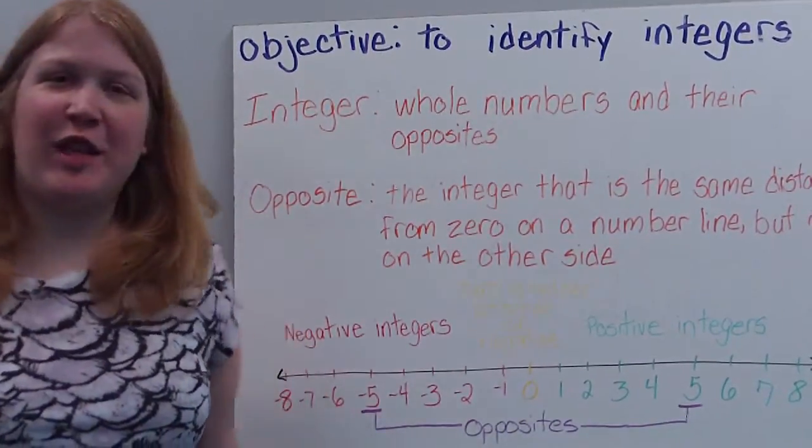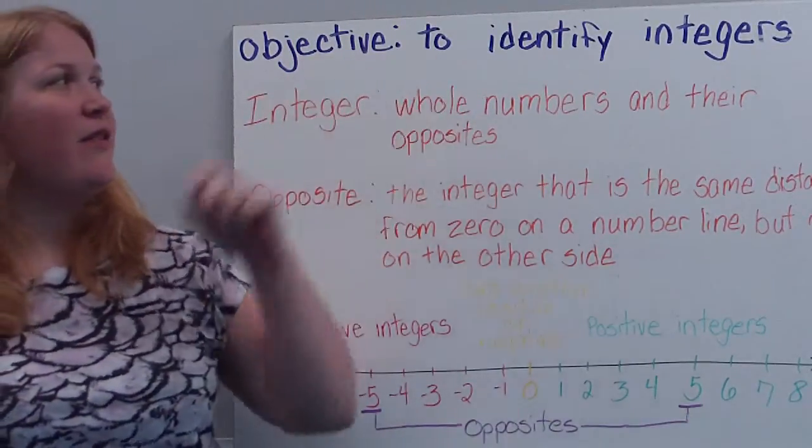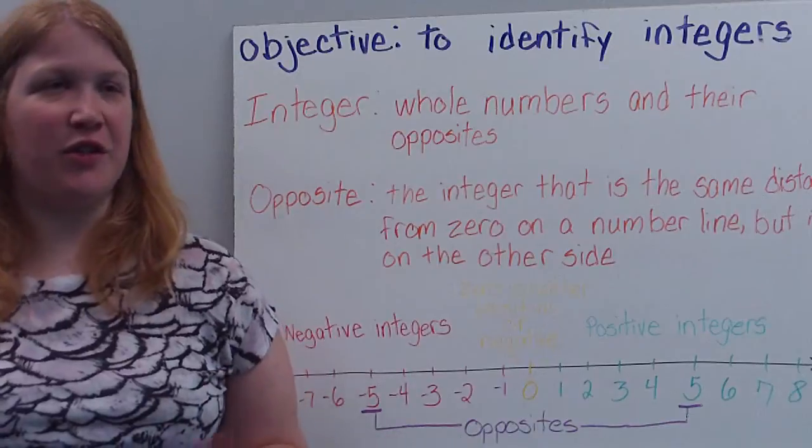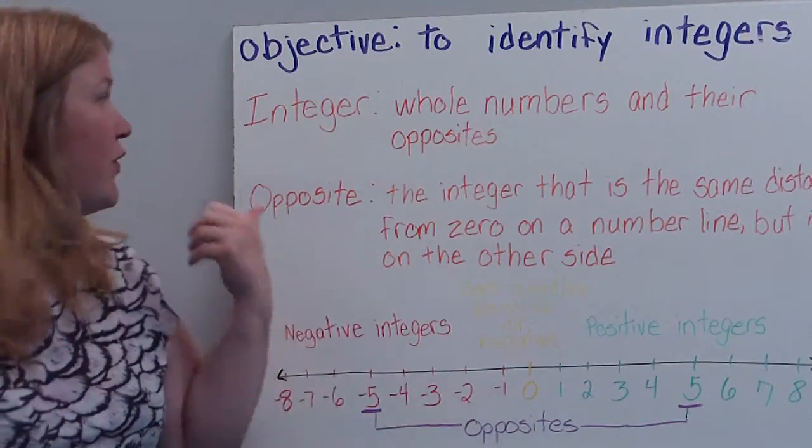We have two different objectives that we're going to look at today, so we'll just look at them one at a time. Our first objective, we want to be able to identify integers. Well, in order to be able to do that, there's a few vocab terms that we're going to have to know, so they're in here for us.